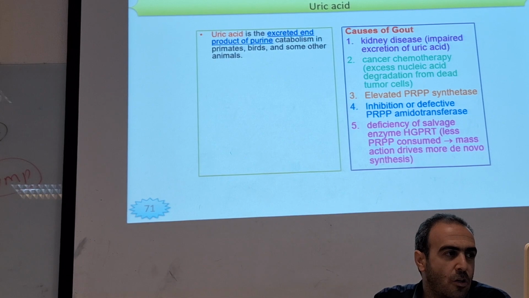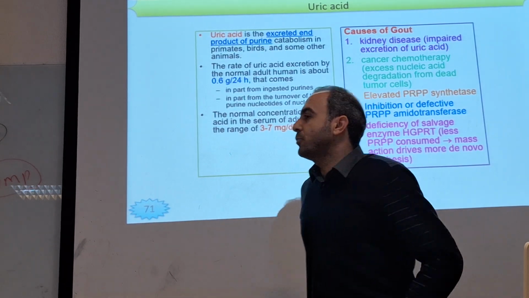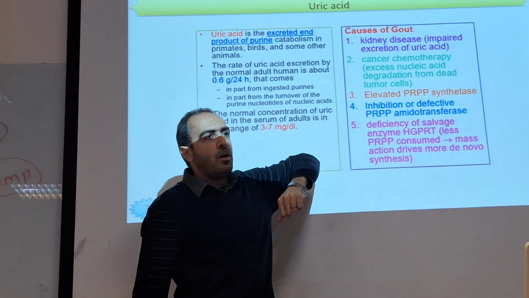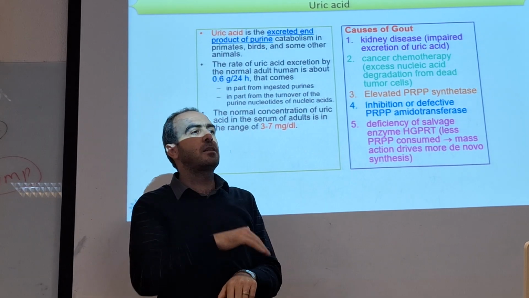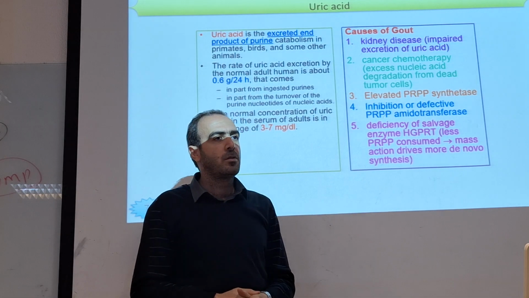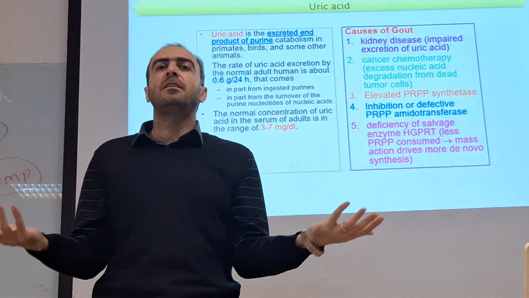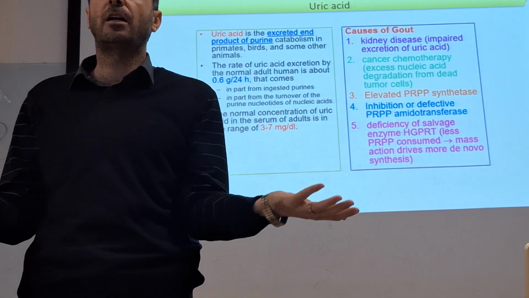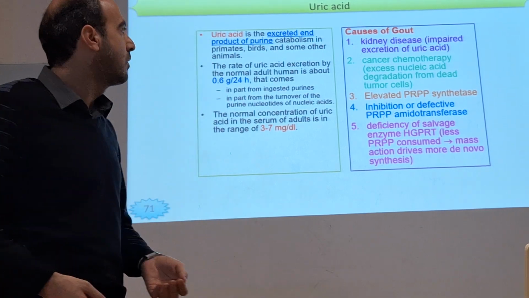So, causes of gout: one of them is kidney disease. The kidney cannot excrete uric acid enough, so uric acid accumulates. The second is cancer chemotherapy. Chemotherapy degrades cells, degrades DNA; DNA is degraded to bases, purine and pyrimidine, and purine is degraded to uric acid, which is increased.